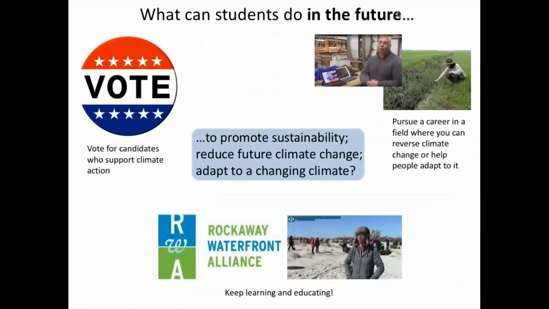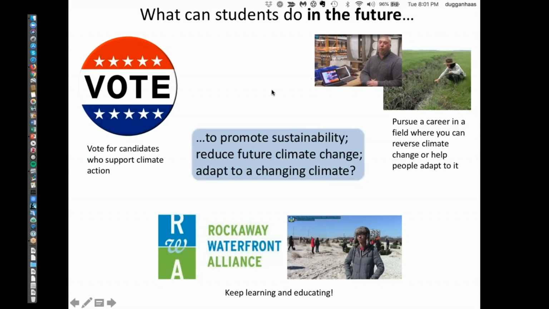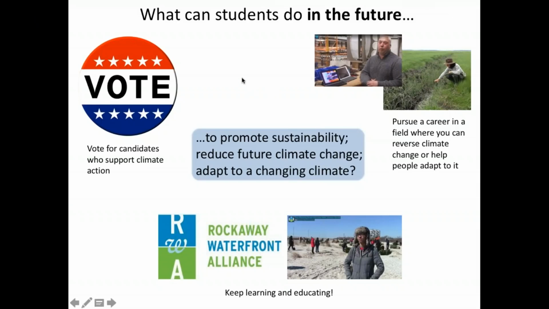Next slide, please. This is about what students can do in the future. There are certain things that kids can't do yet. Most kids in high school can't vote yet, but once they're 18, they can vote. And they can think about careers in fields where they can help to reverse climate change, or help people adapt to it, or help educate about it. And at the bottom, I just mentioned, keep learning and educating. They need to keep doing that in the future, as I think we all do. All right, next slide, please.